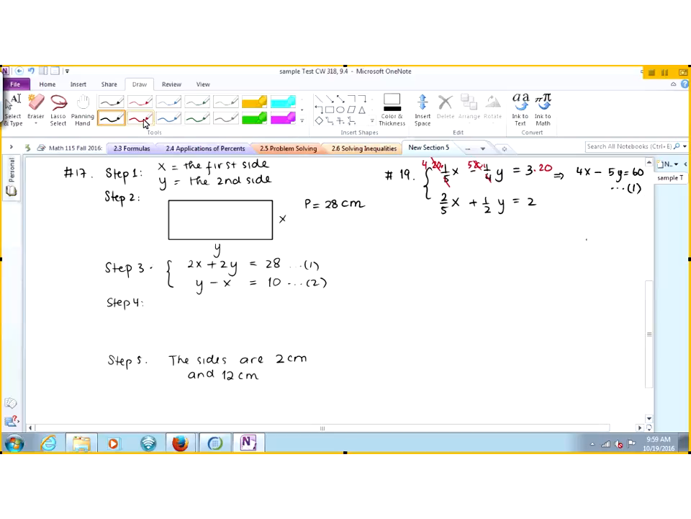Can you do the second one? What's my LCD? 10. Yes, you're right. Remember, this one you have to multiply by 10 also. 10 divided by 5 is 2, and then 10 divided by 2 is 5. Okay. So what do I have here? 4x plus 5y is equal to 20. And this is equation 2.